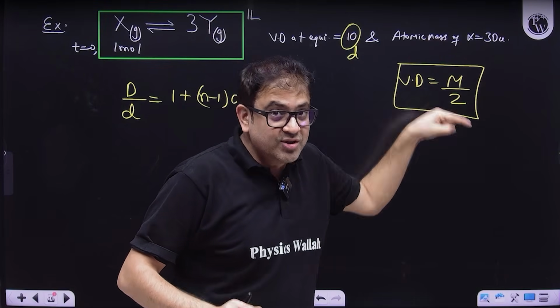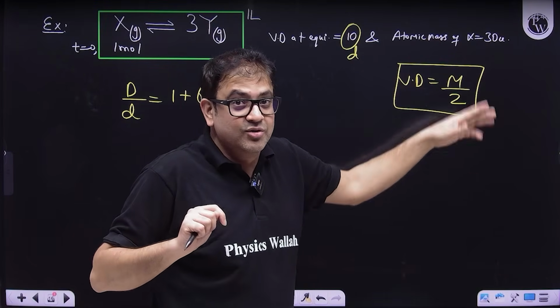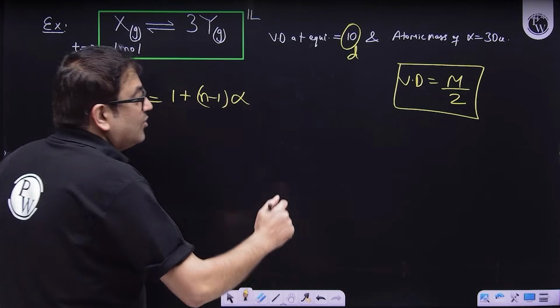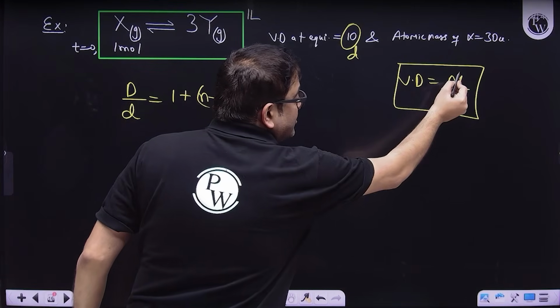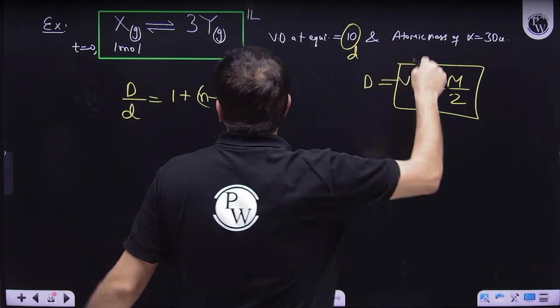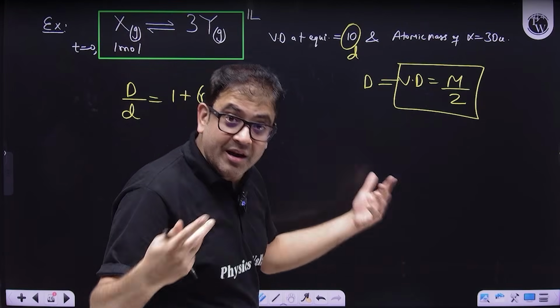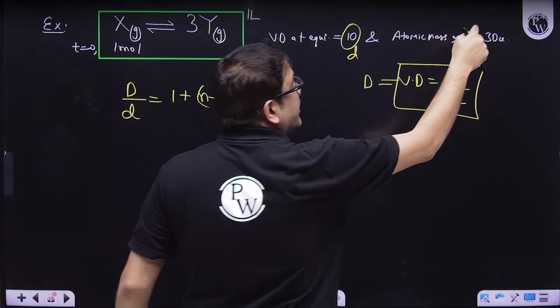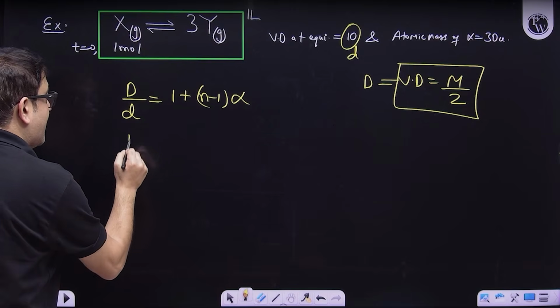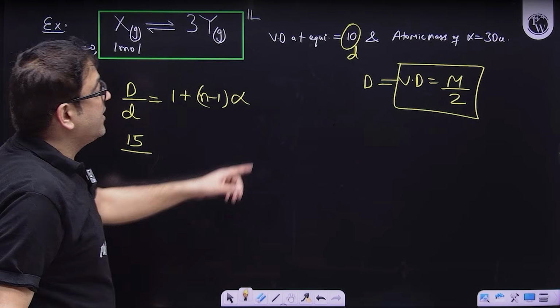Because the molar mass of hydrogen is 2, grams will not come, because vapor density has no unit. We know vapor density is equal to molar mass by 2, and initial vapor density is D. One mole of X has the molar mass of X, so one mole of X weighs 30 grams, and 30 by 2 is 15. So actually this capital D is 15.